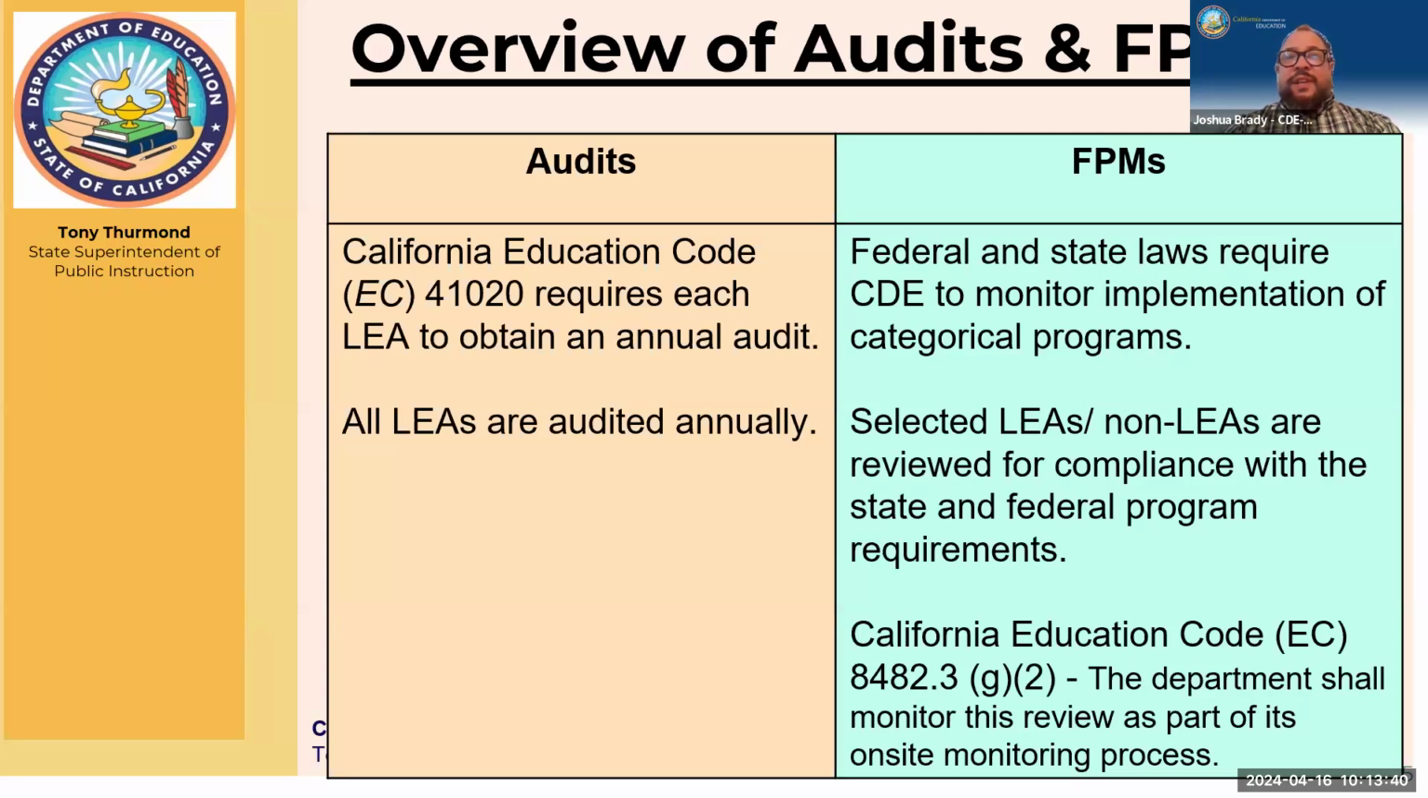So where does it give us the authority to do this? Well, California Education Code 8482.3(g)(2), which is the ACES education code, states the department shall monitor this review as part of its on-site monitoring process. And so this is aligned with ACES. FPMs have been occurring this year for both ELO-P and even for the fiscal monitors as well.